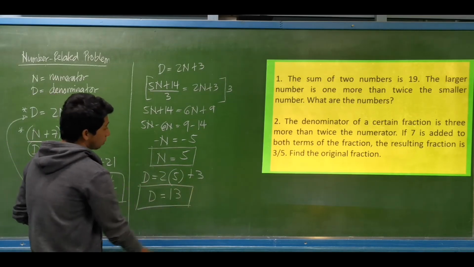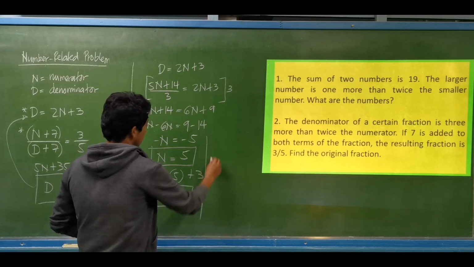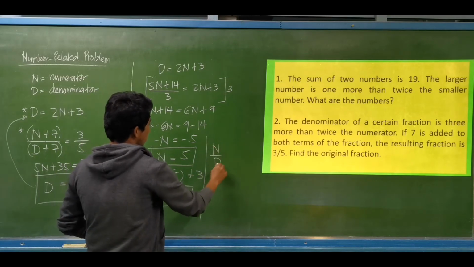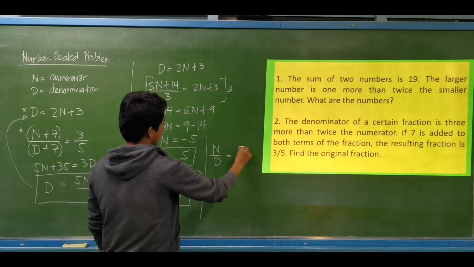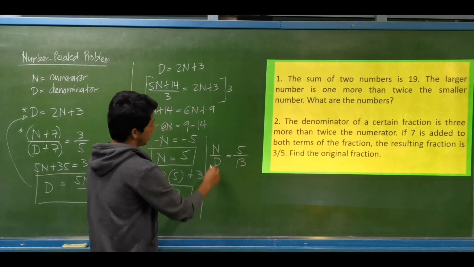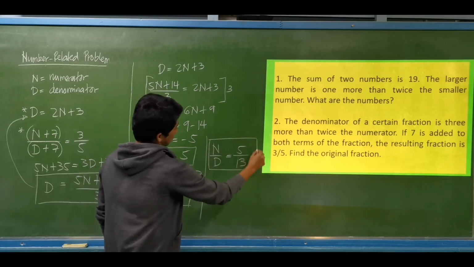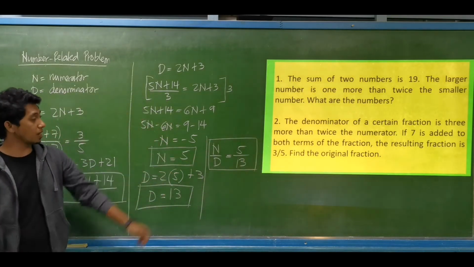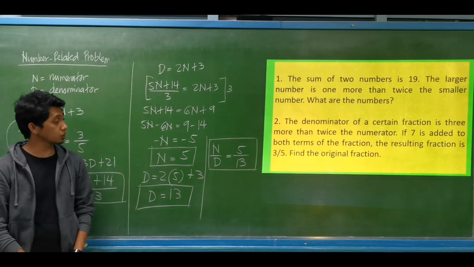So therefore, what is our original fraction? The fraction is n over d. That is, we have 5 over 13. So this is our example. Okay, and that is our answer. We have 5 over 13. That is the original fraction.